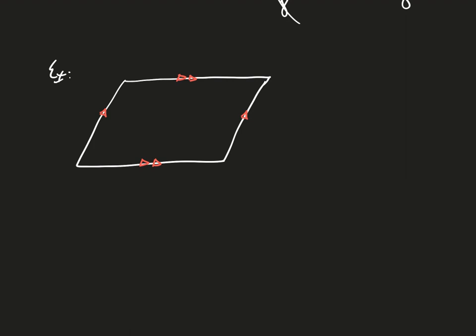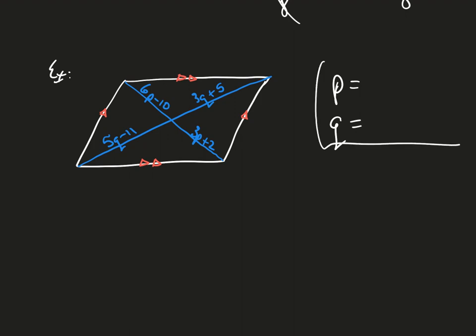Then what we're going to do is we're going to put in the diagonals, and I'm just going to put those in a different color just so your eye can catch them easy. So the diagonals I'm going to put in blue, and then I'm going to give you the lengths of the different pieces. So this piece of the diagonal is 5q minus 11. This one is 3q plus 5. And then on the other diagonal, this one is going to be 6p minus 10. And this one is 3p plus 2. And then what I'll ask of you is to find the value for p and the value for q.